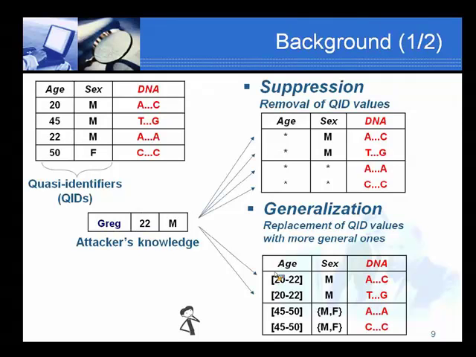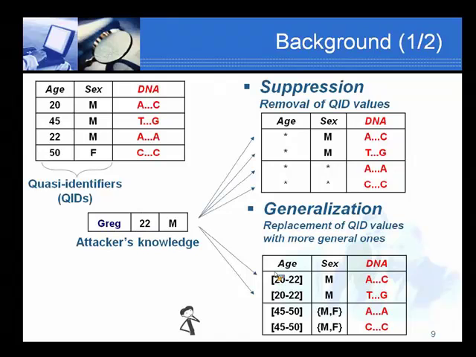Suppression is a technique that proposes removing quasi-identifier values such as age values or sex values from the data to make this type of linkage less feasible. For example, if we remove all the age information as shown in this table on the right topmost corner, we will see that an attacker cannot find Greg's DNA because he is not certain about the actual record of Greg based on the knowledge he has.